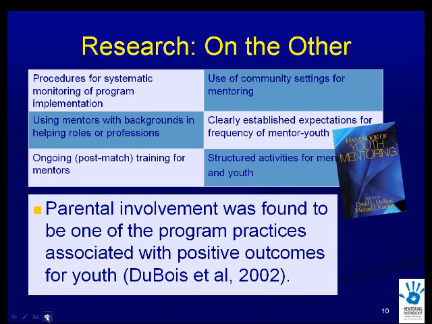This meta-analysis that David DuBois did, which I think many people have probably seen over the years, found that parental involvement is one of those program practices that's associated with positive outcomes. And so here are some ideas about what that looks like. Procedures for systematic monitoring of the program implementation, using mentors with backgrounds in helping roles or professions, ongoing post-match training for mentors, use of community settings for mentoring, clearly established expectations for frequency of mentor-youth interaction, and structured activities. So all of those practices taken together with parent involvement produced positive outcomes for mentored youth.